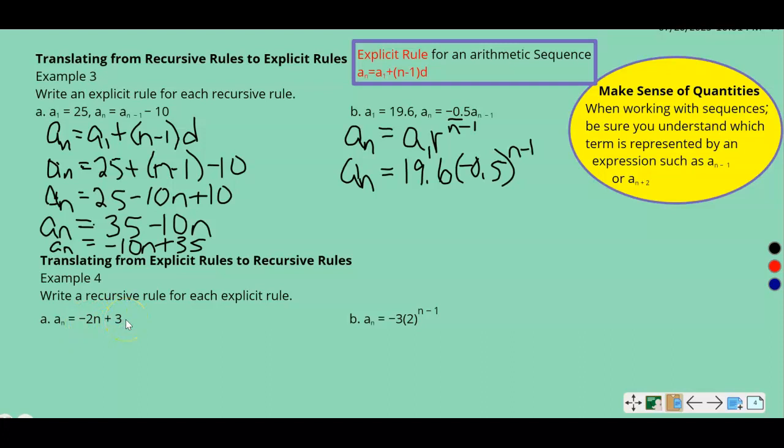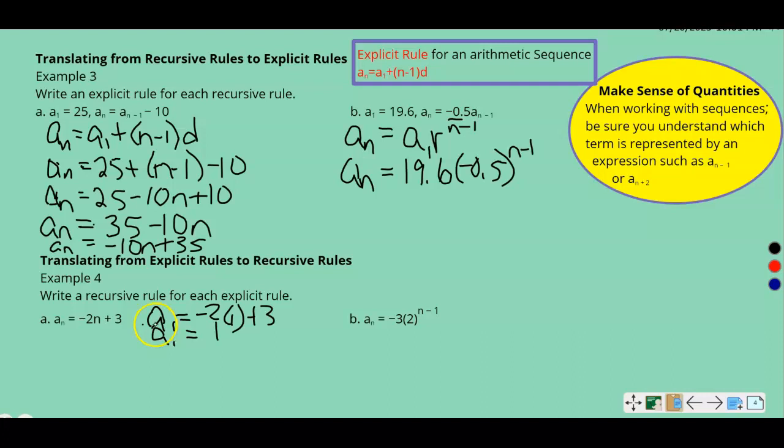And if we want to find our first term, we're going to say a sub 1 equals negative 2 times 1 plus 3. Negative 2 plus 3 is 1. So our first term is 1. So a sub 1 equals 1. So now we have our first term. And then we have to know the formula.